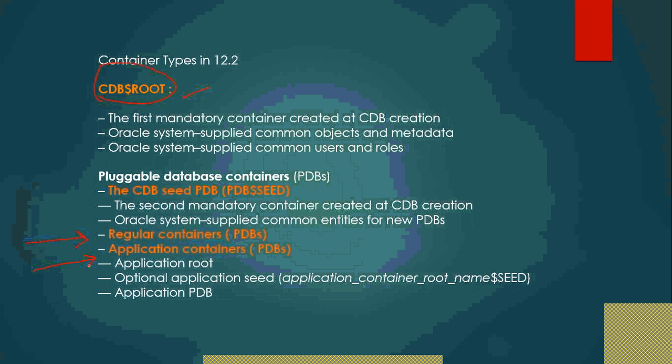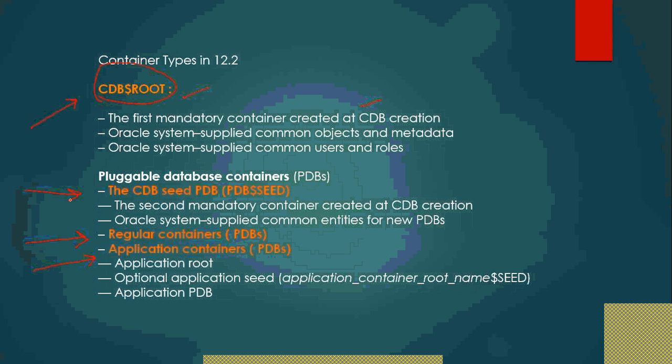Right, we were talking about CDB$ROOT. CDB$ROOT is the first and mandatory container which is created at CDB creation, and it holds all the Oracle supplied common objects and metadata, and apart from that, common users and common roles. The same thing is there in 12.1. It's very much the same in 12.2. In a CDB, there is only one CDB$ROOT. Please remember, in the same way, only one seed PDB can be there in a container.